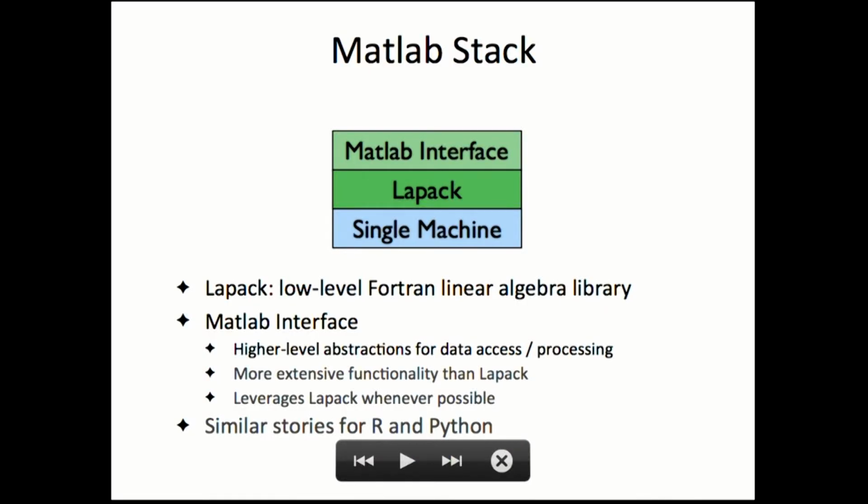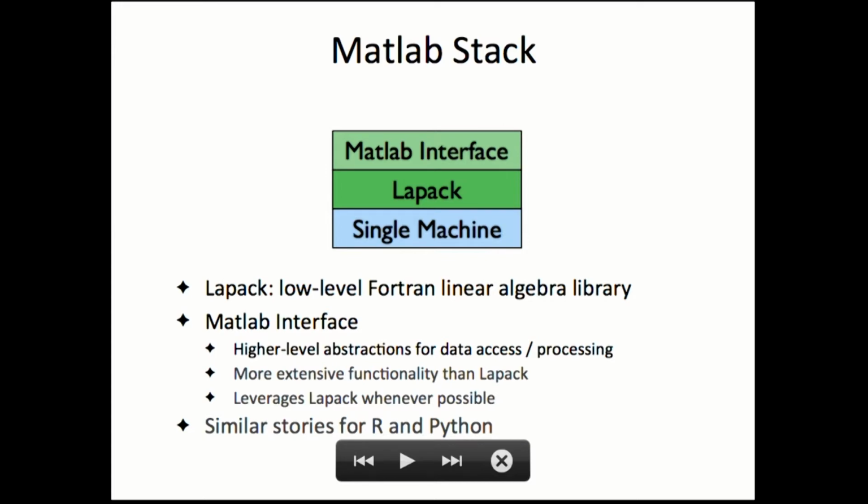But the idea is to give you an idea about how the overall stack looks, so I'd like to make an analogy to MATLAB. In MATLAB, you start with a single machine that's possibly multi-core. And the next level up is LAPACK, which is this low-level Fortran library that does a lot of the heavy lifting for numerical linear algebra.